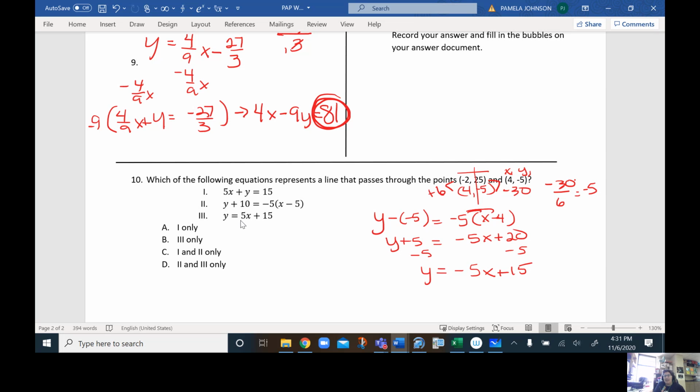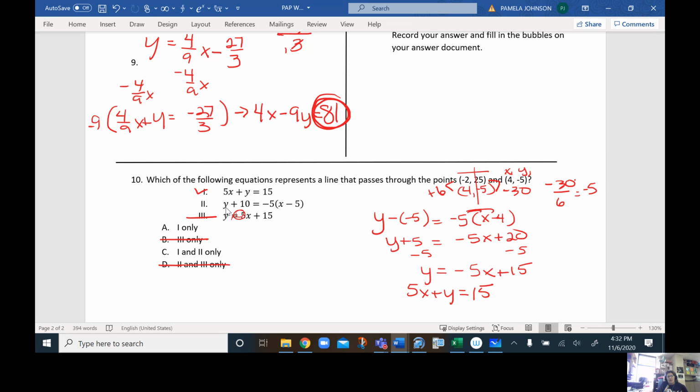Number 3 is close, but it doesn't have a negative on it. So because it's missing the negative right here, number 3 is not it. So I'm going to take out anything that has 3 on it. That leaves us with A or B. So let's finish. 1 is an option on both of them. So we know that 1 is correct. If I move my 5X across, 5X plus Y equals 15, that gives us number 1.